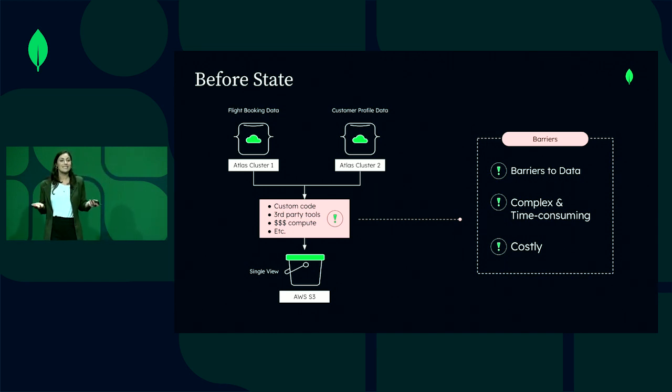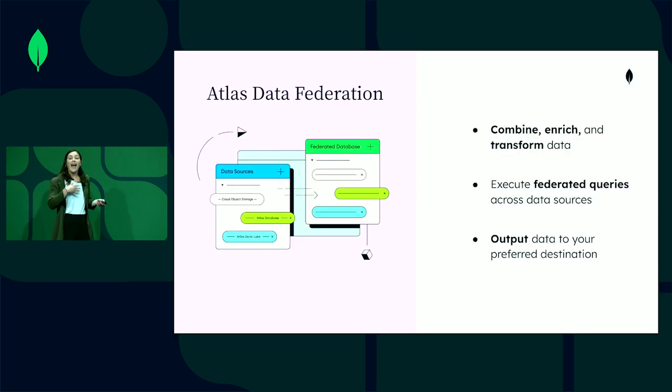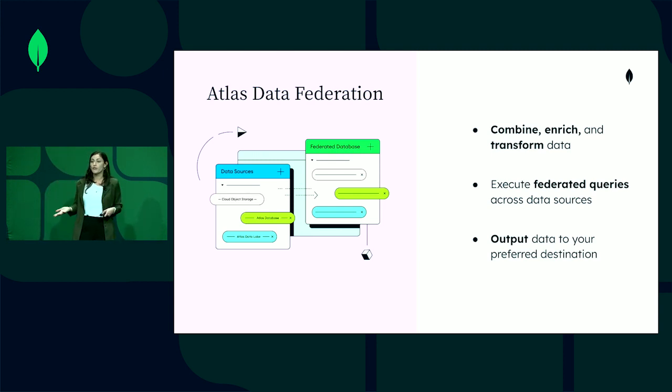And so MongoDB Airways needed to find a way to still unify this data, put it in a centralized location, without wasting any more of their resources. Atlas Data Federation helps solve these challenges that MongoDB Airways was facing by providing Atlas users the ability to combine, enrich, and transform their data as if it were all in the same place and format. They can execute federated queries across multiple data sources and then persist that data to their preferred location in their preferred file format, all through a single unified platform.